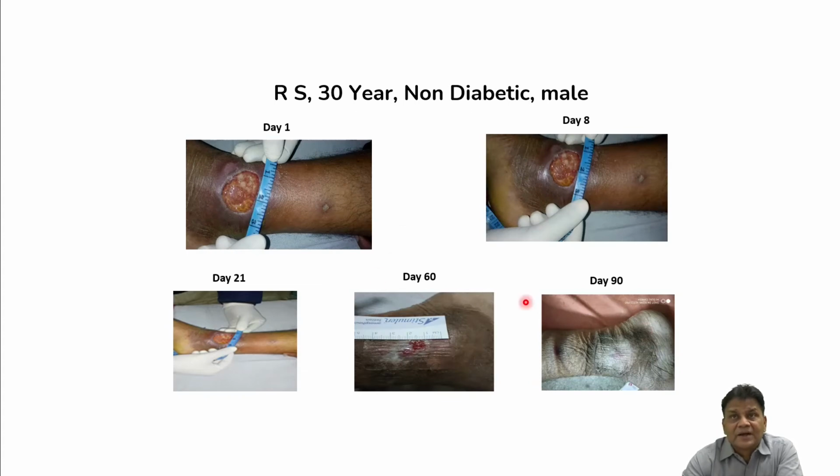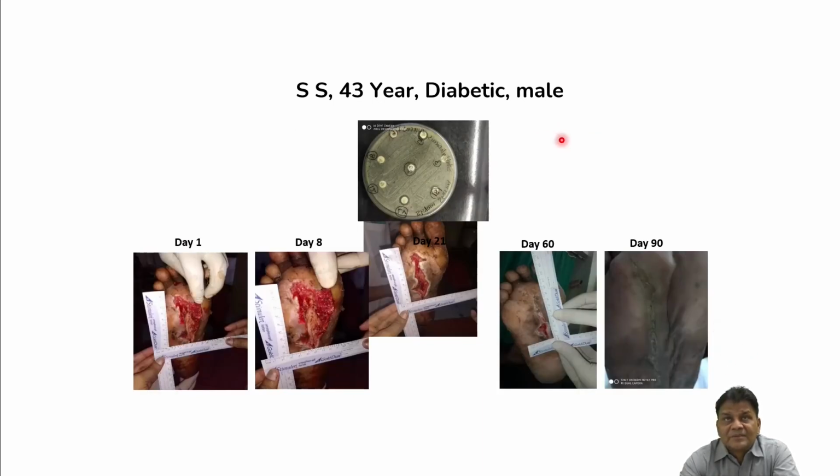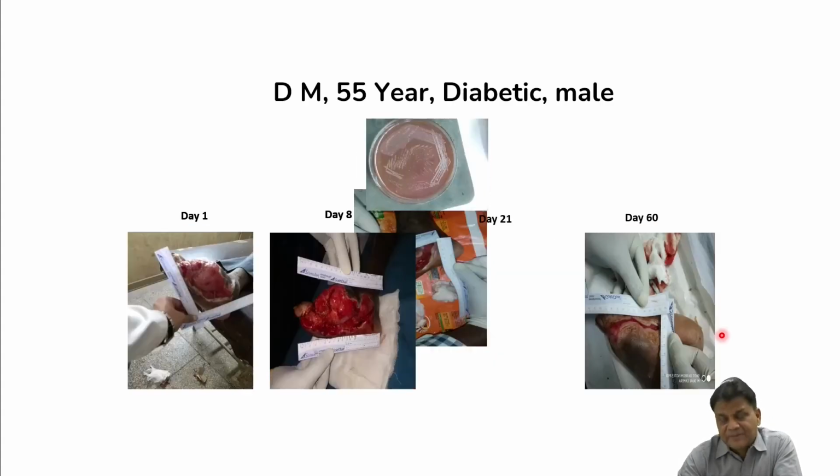Again, this wound, you can see, 30 years non-diabetic male. Here again you can see this, there is a complete healing by day 90. A diabetic male, you can see this plantar aspect is really very tough to get healed because all the time mechanical injury is occurring there. But even in this case, we are having the complete healing. This is a diabetic male, and you can see very bad wound is there. And we started the therapy, and later we came down to this by the day 60.